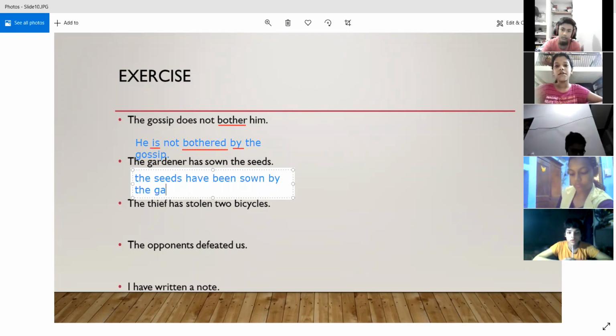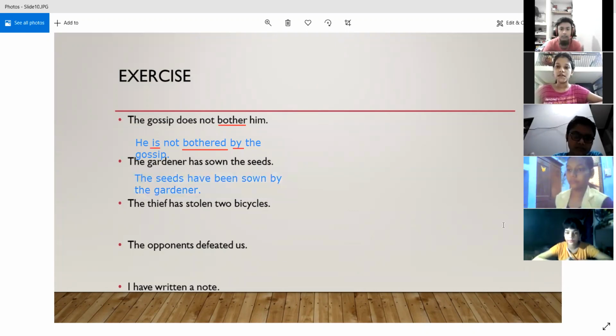And before the gardener, which has become the object in this case, we are putting the preposition by. So everything is complete over here. The seeds have been sown by the gardener. All right. Now I think Shreya can answer the next one.